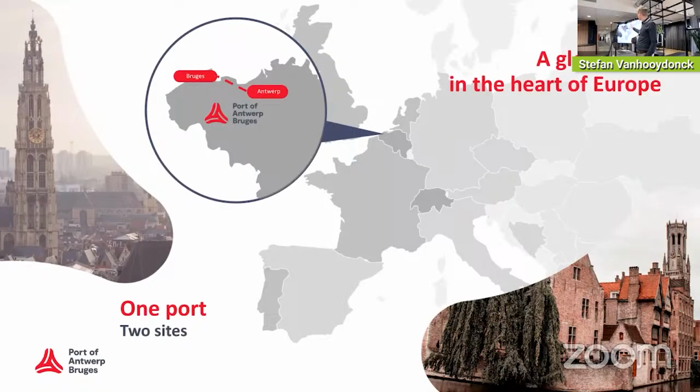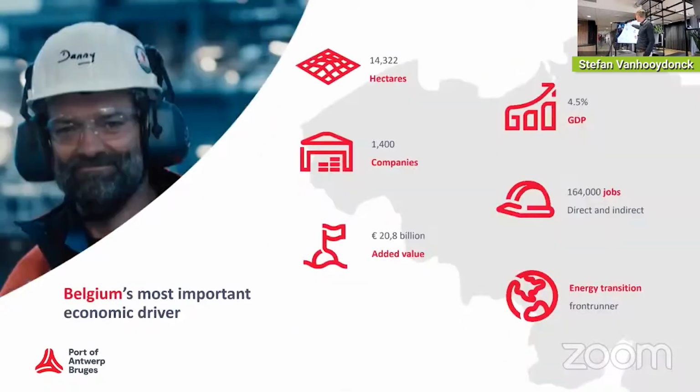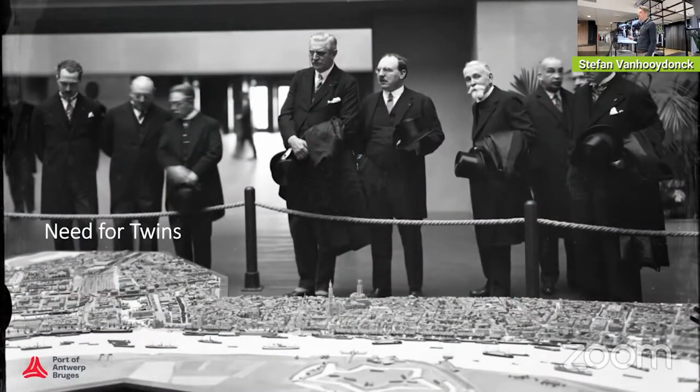A little introduction. We are now Port of Antwerp Bruges, two specific geographical areas in Belgium. A couple of key facts: 20,000 seagoing vessels to manage and a lot of football fields to cover. We are the landlord, so we need to put authority on the land that we own. We put in concessions, 14,000 concessions on our ground, so we need to manage and control them. The need for a digital twin itself is not new.